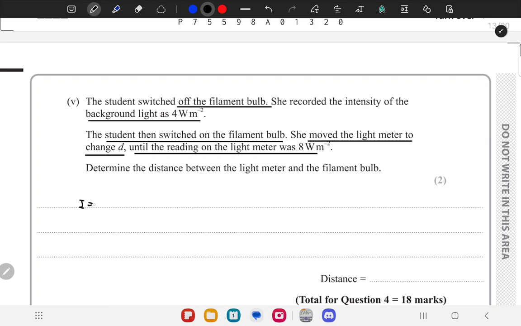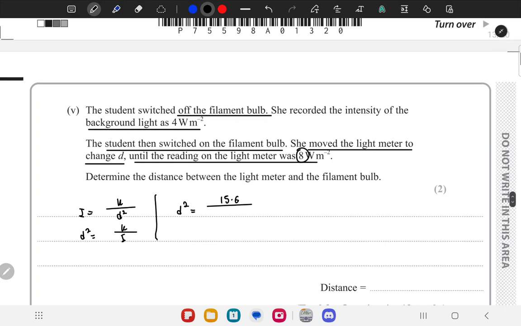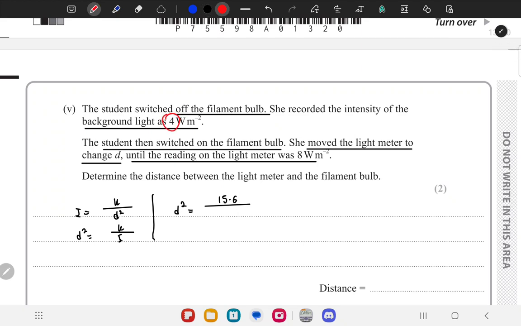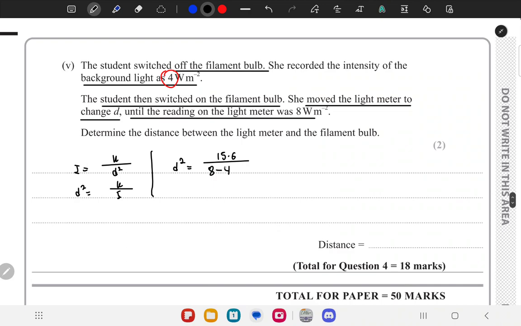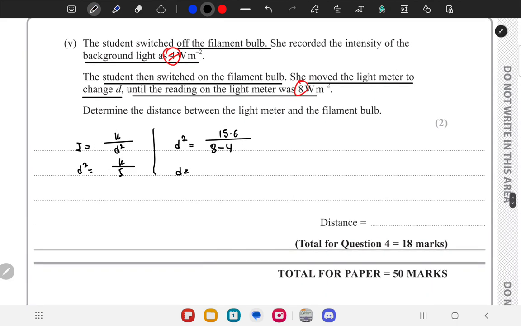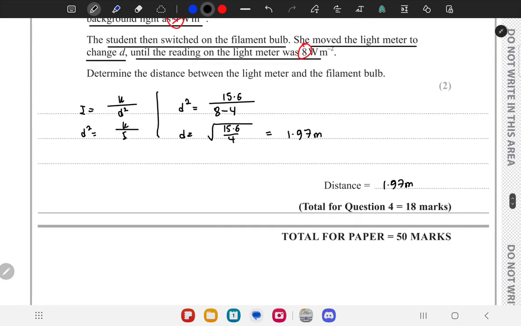We know that the intensity is K by D square. So if we make D square the subject, we'll have D square equals K by intensity. So in this case, D square would be equal to the value of K we got, which was 15.6, divided by the intensity of the light bulb. The total intensity was 8 watt per meter square, but we know that 4 of those were from the background light. So this would be 8 minus 4, the total reading minus the reading for the background light. So D would be equal to root over 15.6 by 4. And we'll get a value of D, which would be 1.97 meters. So that's it for this paper.